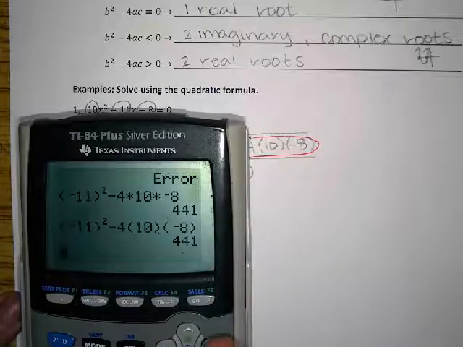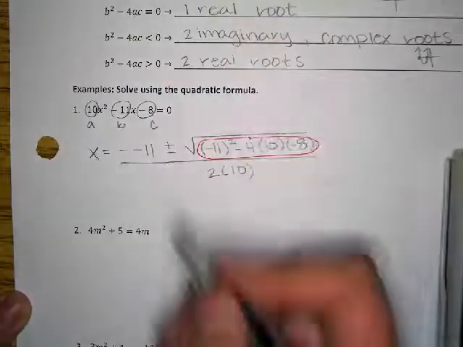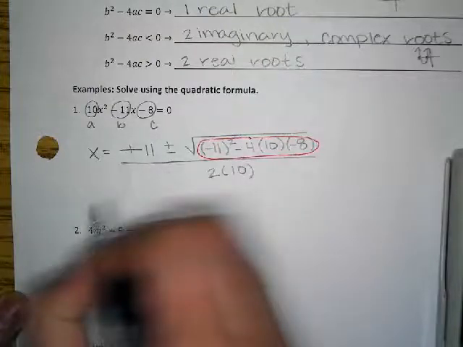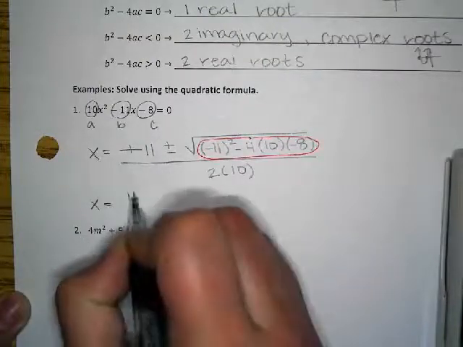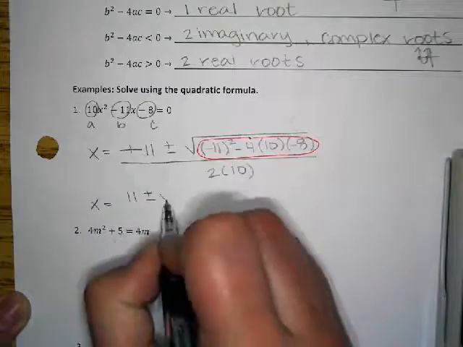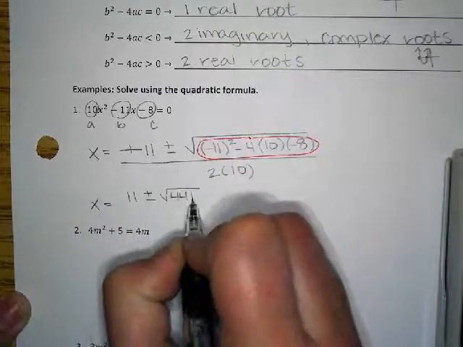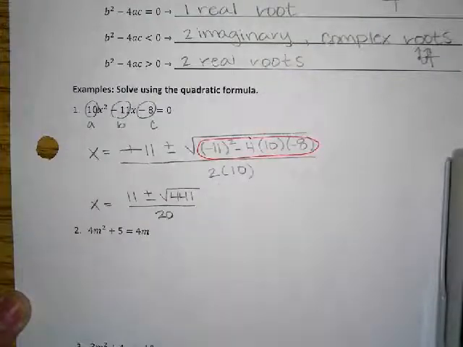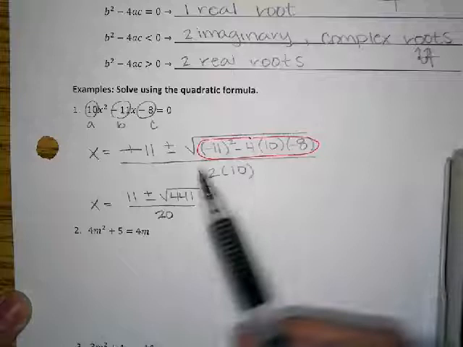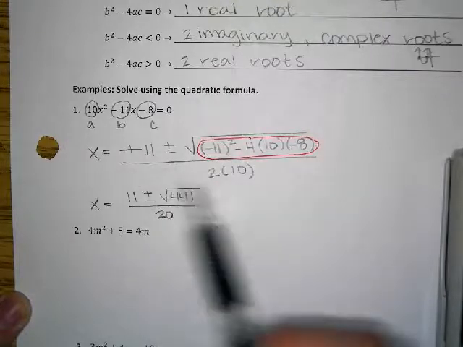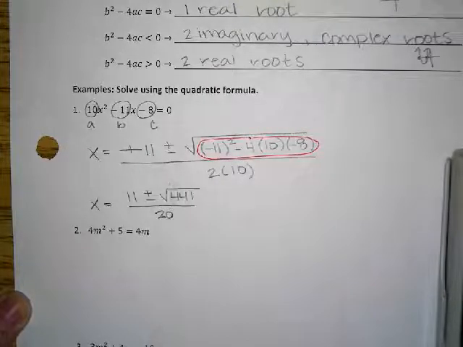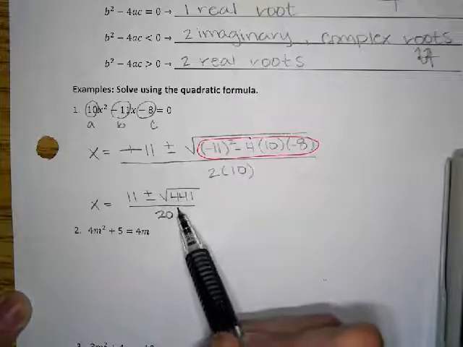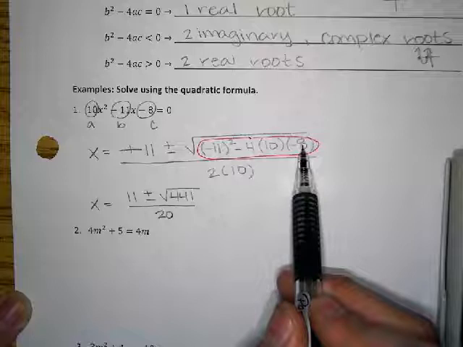All right, okay. And then over here, minus minus makes a plus. So what I have here is 11 plus or minus the square root of 441 over 2 times 10, which is 20. All right. So whenever you guys do this work, I want to see this written on your paper to see that you plugged all the numbers into the quadratic formula. And then next, I want to see that you plugged the numbers in for the discriminant and you wrote the discriminant down.